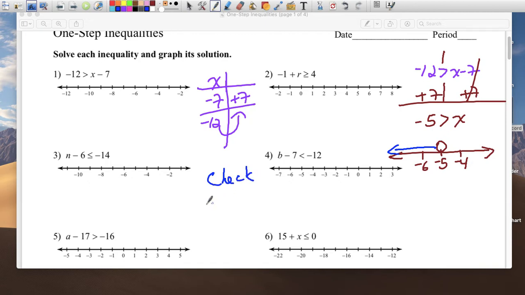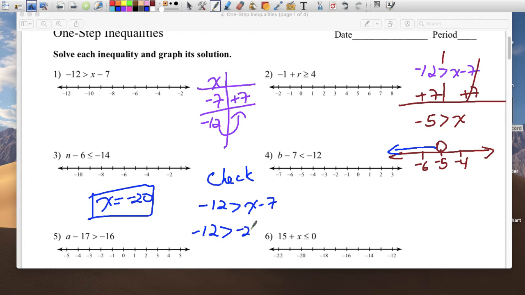So let's do a check. To do a check, we copy the original inequality, right? And I'm going to pick x equals negative 20, for example. So I'm going to pick a number to the left of negative 5, and that number is negative 20. I'm going to replace the x here. So I'm going to go negative 12 greater than, and replace that with negative 20 minus 7. Negative 20 minus 7 is negative 27. Is this true? Is negative 12 greater than negative 27?